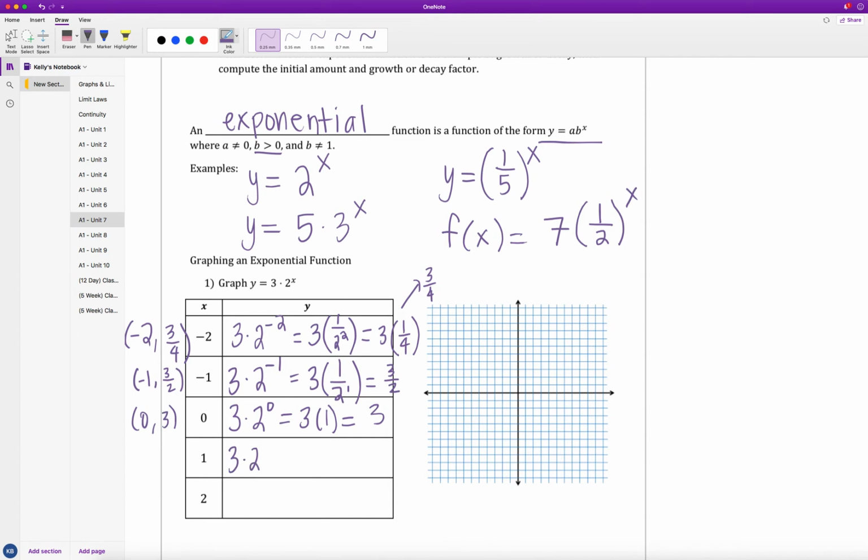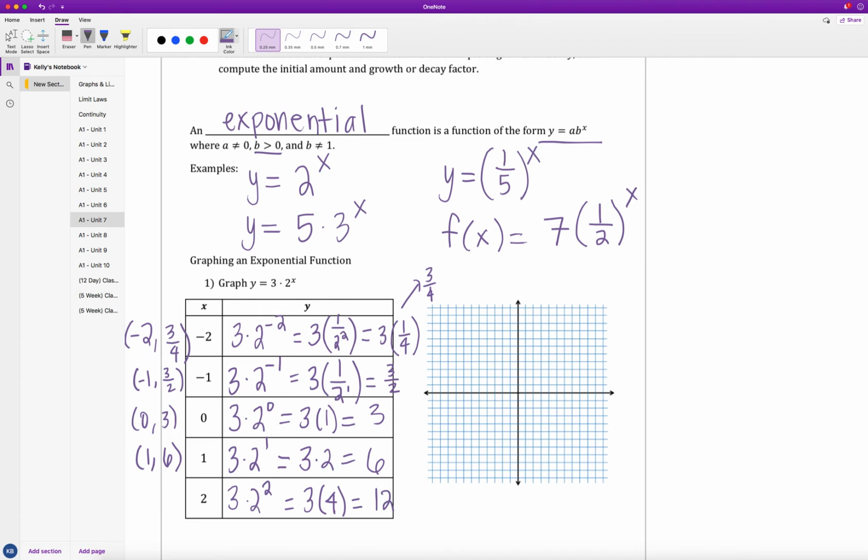When we substitute in 1, we get 3 times 2 to the first. Anything to the first power is just itself, so 3 times 2 will give us 6. So I have a 4th point here. Why don't you guys pause the video and simplify our last value for us. We have 3 times 2 to the 2nd. 2 to the 2nd is going to be 4. Remember, we have to simplify the exponents first before the multiplication.